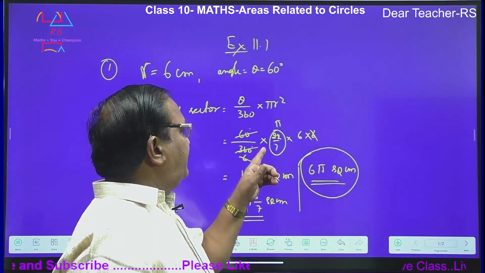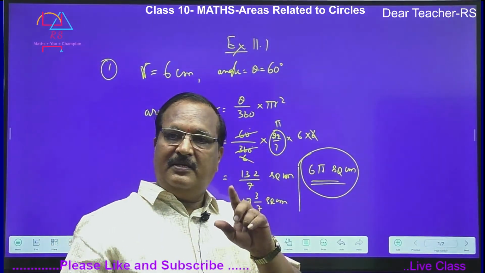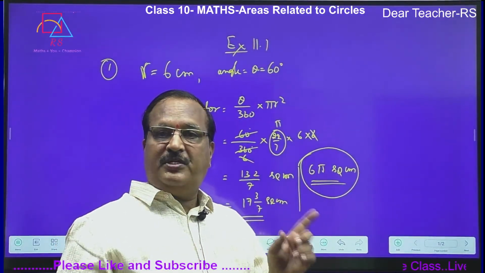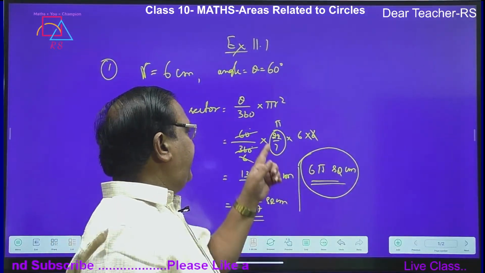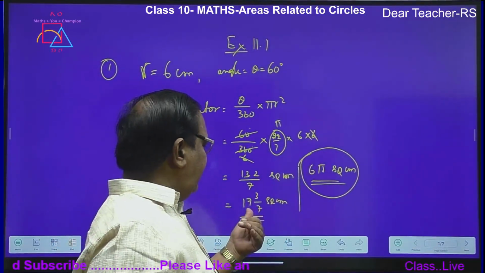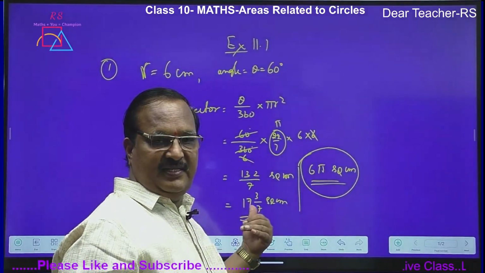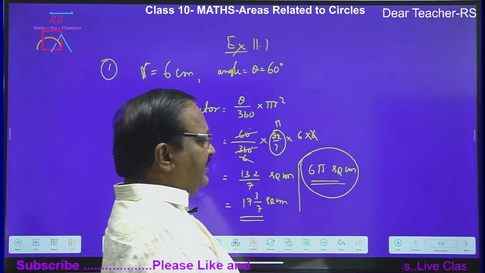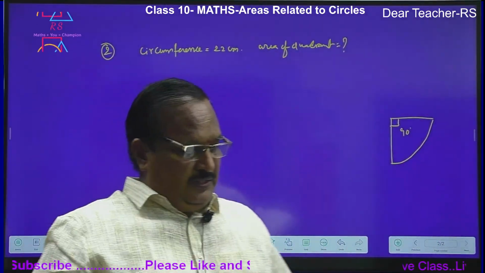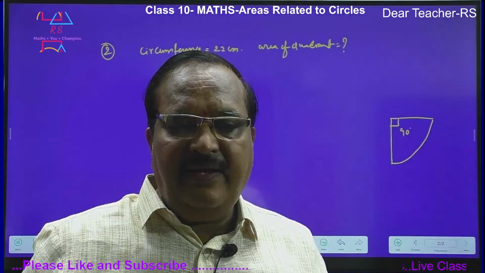So there are 3 options. One is you can leave it as pi, or you can put 3.14, or you can put 22 upon 7. I find this answer is the best answer. Okay. Let us go to another question. Thank you for asking me questions.